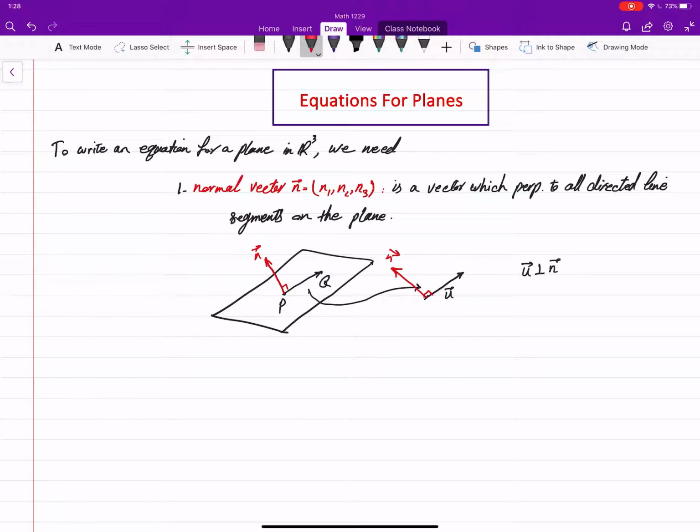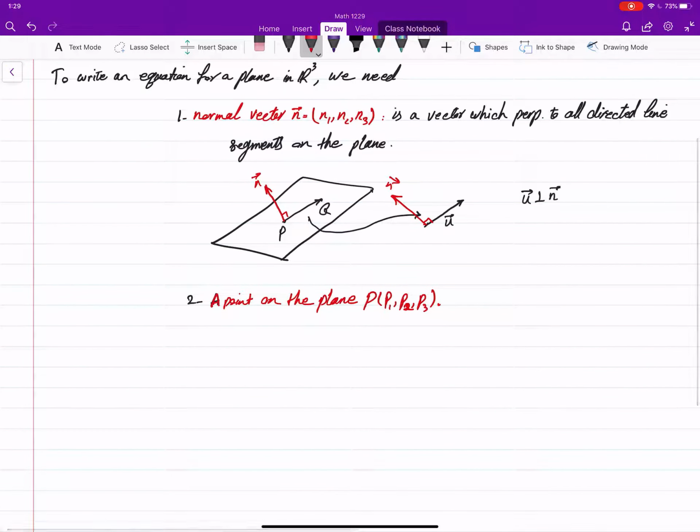So that's one piece. The second piece you need is a point on the plane. Which one doesn't matter. Every plane has infinitely many points. Any given point, which will have three coordinates, will work here. Okay, now someone gives you a point and a normal vector, how do you write the equation?